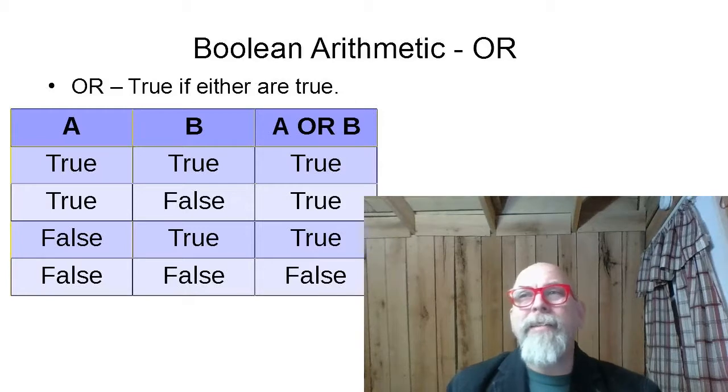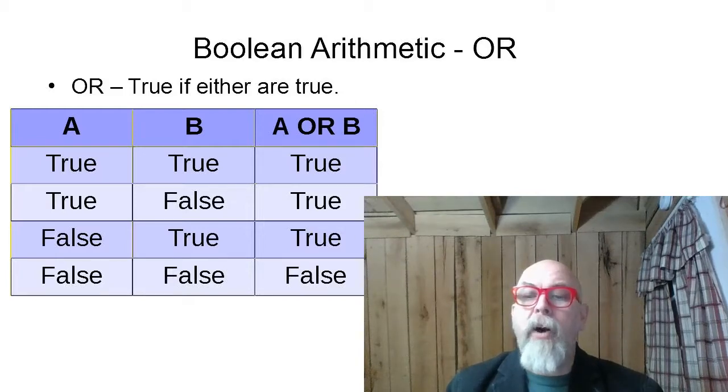Now, this isn't quite the way OR is used in the English language. Some people may be confused by this definition of OR, but this is the definition of OR that is used throughout computer science, computers, and mathematics also. So remember that OR means if either value is true, then it's true. If both values are true, well, that's either, so that's also true. So that's the OR operator.